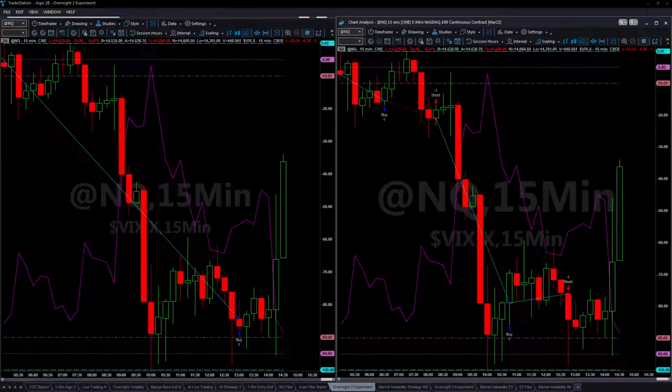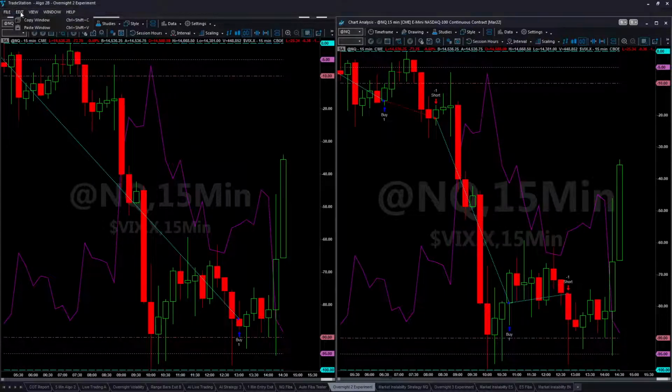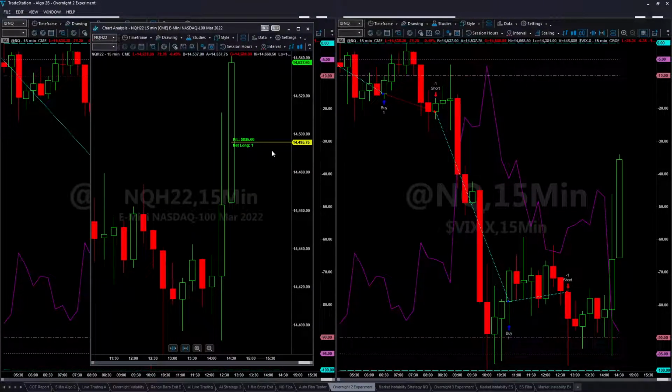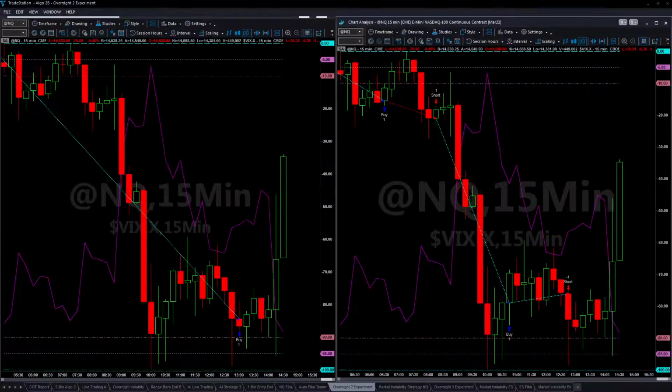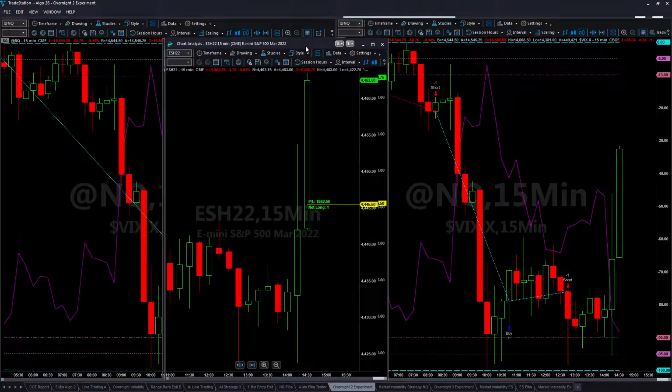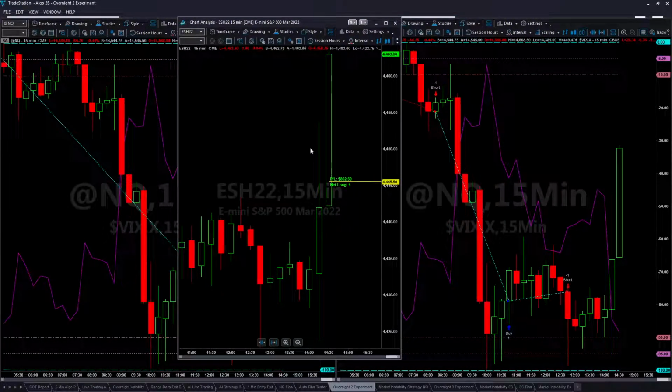So P&L check real quick. That's my NQ right now. I'm up about $800 on that. And my ES, that's my ES right here. Okay, I'm up another $800 as well on the ES. So both trades are actually working out very nice.